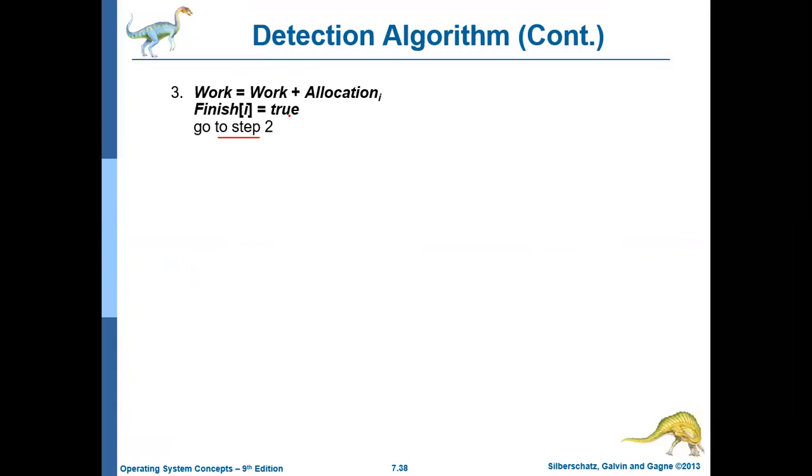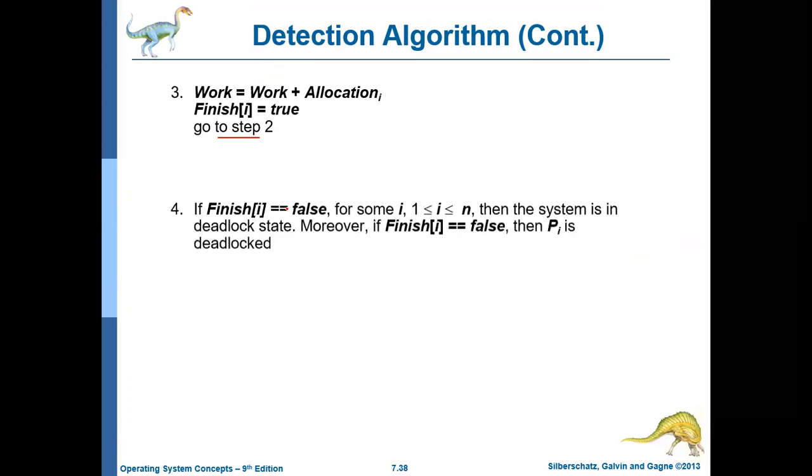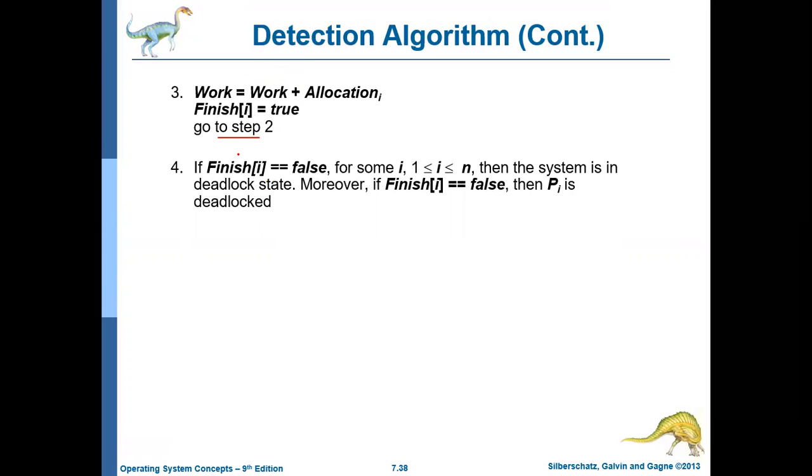Like that, you identify all such processes which are not finished and whose request is less than work, and keep on doing that. If you are unable to find such a process, then go to step 4. In step 4, you check if there is at least one process for which finish of i is equal to false, then it means the system is in a deadlock state, because we are unable to find a safety sequence. Basically, this is a safety algorithm.